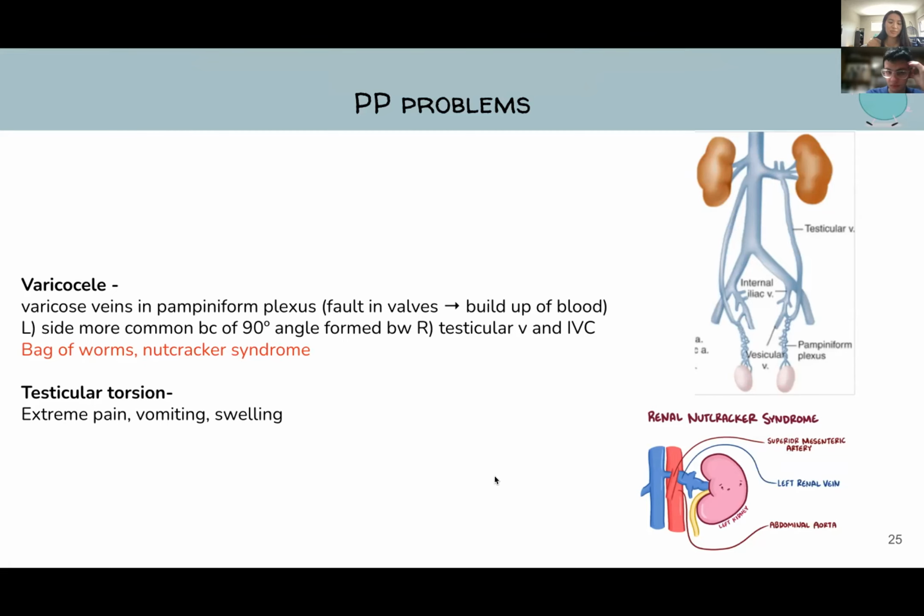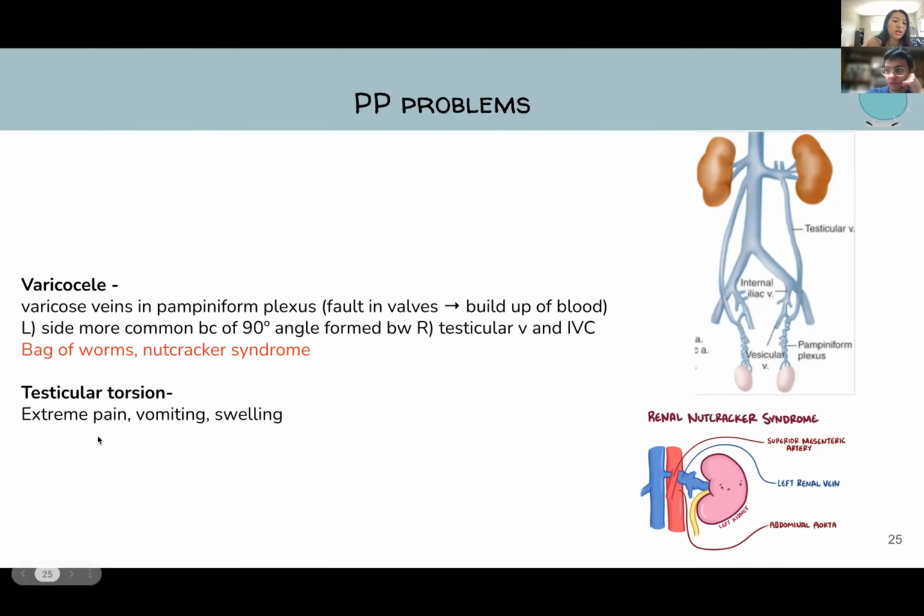Okay, and nutcracker syndrome is basically when the SMA, which goes on top of the left renal vein, compresses it and puts pressure on it. That causes a buildup of blood there and varicose veins. Because of that buildup in pressure, it travels downwards on the testicular vein and causes a problem in the testes as well. So nutcracker syndrome is this problem. Okay. Bag of worms, buzzword.